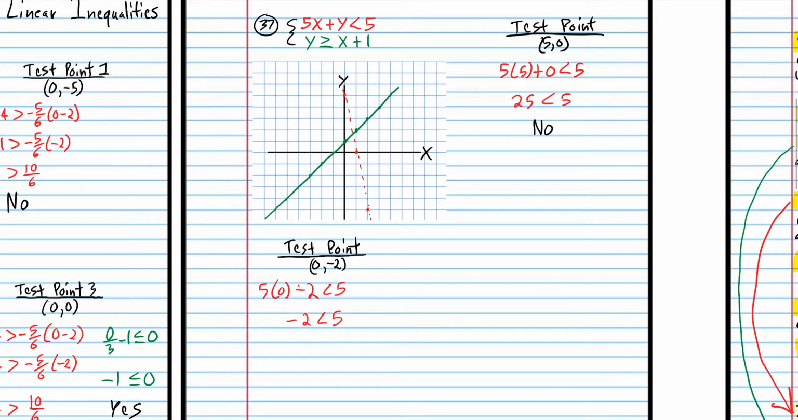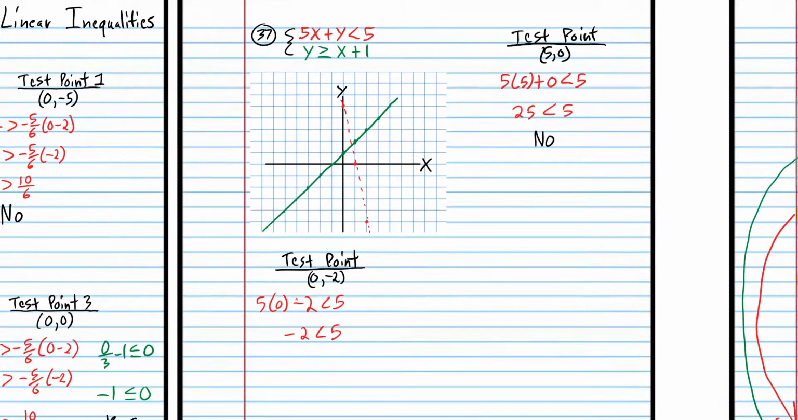So now let's test that point. Now that that inequality works, we're going to need to test that point in the other inequality. So now we have negative 2 is greater than or equal to 0 plus 1. And we can see that that obviously doesn't work.